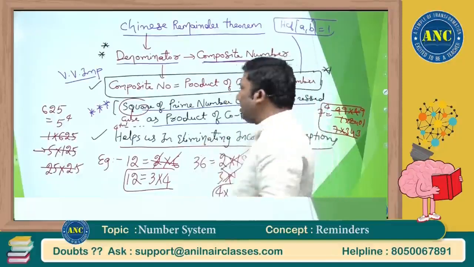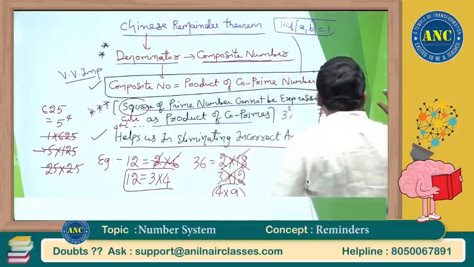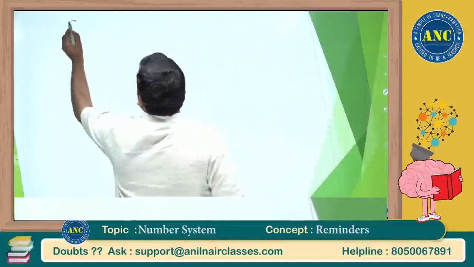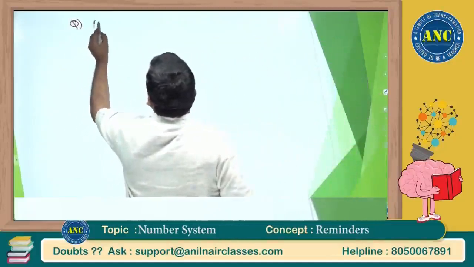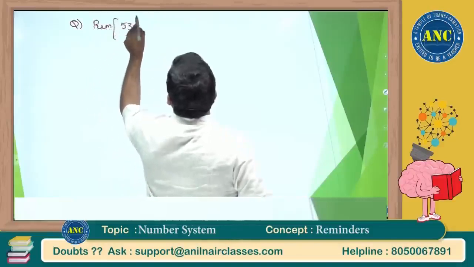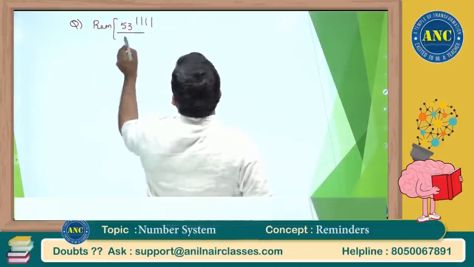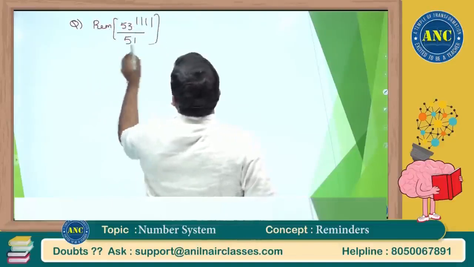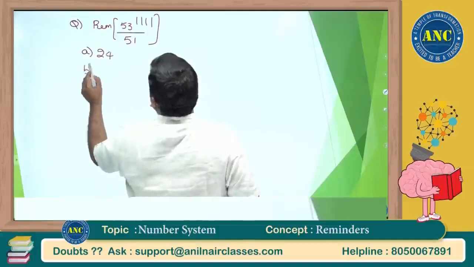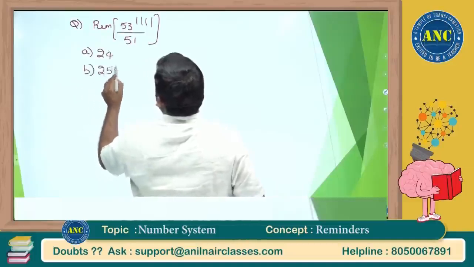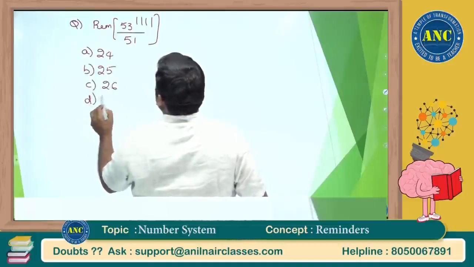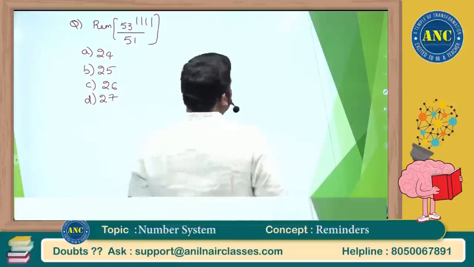Listen carefully. I will solve at least as many questions as possible. Suppose the question is: what is the remainder when 53 power 11111 is divided by 51? The options are 24, 25, 26, 27.